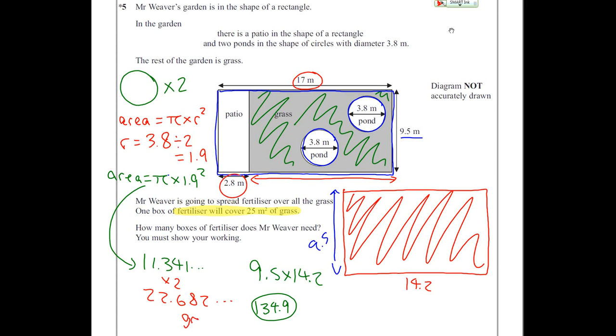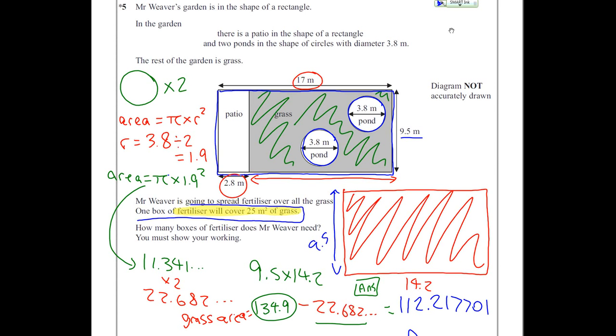So grass area, take away 22.682, etc. Now I've kept this number on my calculator, a whole number, and now I'm going to press 134.9 take away ANS. And that gets up the last answer that you worked out. And that means that you get 112.217701. One box of fertilizer will cover 25 meters squared.